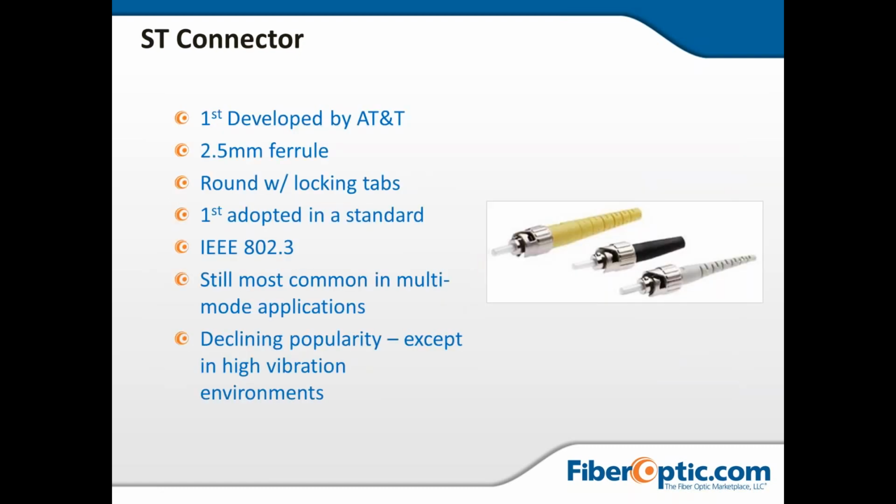So the ST connector was first developed by AT&T, 2.5 millimeter ferrule, and that's for all standard connectors. Round with locking tabs. So you see how around the connector here, right where the ferrule is, which is completely naked, not a whole heck of a lot of protection there, but it has a lock-in. So you kind of turn and it locks right in. You're not going to see these come out. It was the very first one adopted by the standard.